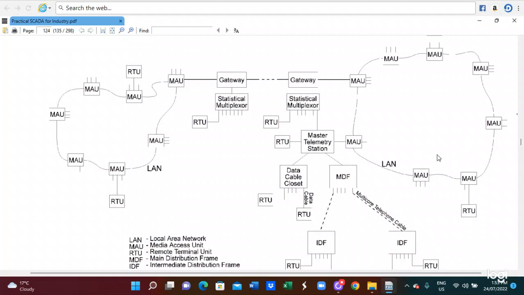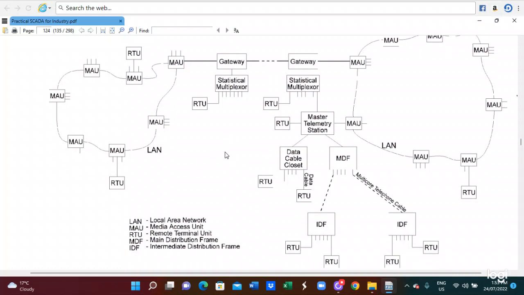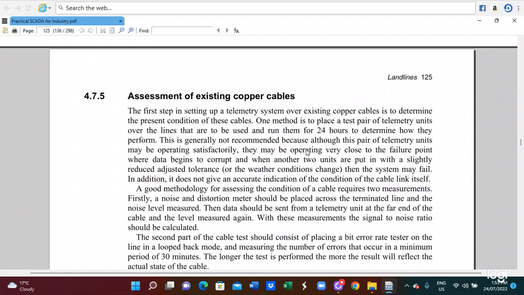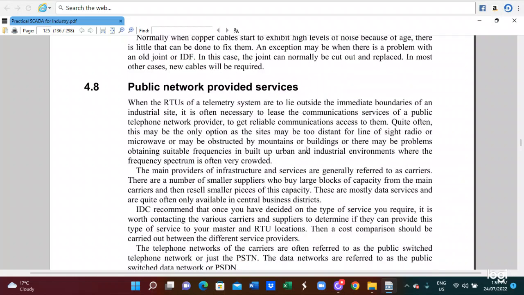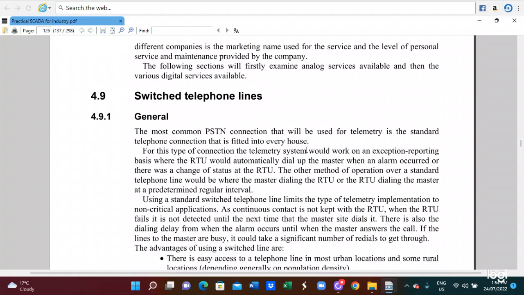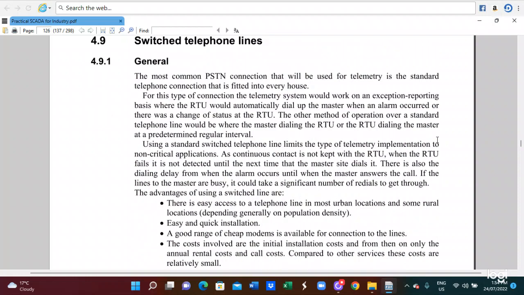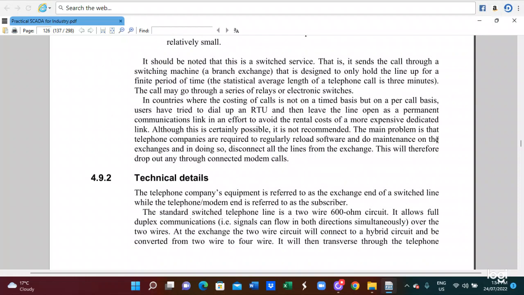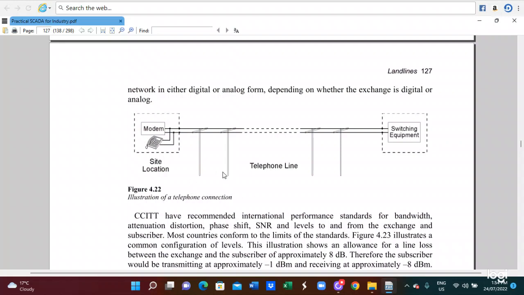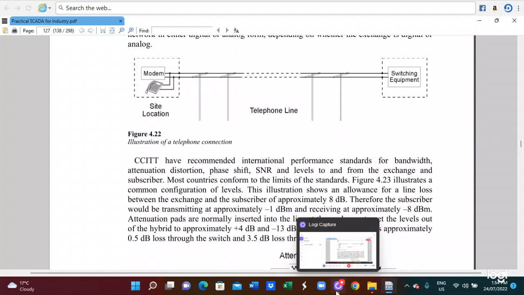So this is for the last signal line. Also the multiplexer circuit gateway system: how to allocate the multiplexer in a remote control unit. So this is for the arrangement of the features of the multiplexer, and the location of the multiplexer gateway in the telecommunication network. So we also have to assess the cable of the public network. We are using the switched telephone line, its general characteristics and also technical detail. This is for the site location and switching equipment, and the modem joined by the telecommunication line, the telephone line.